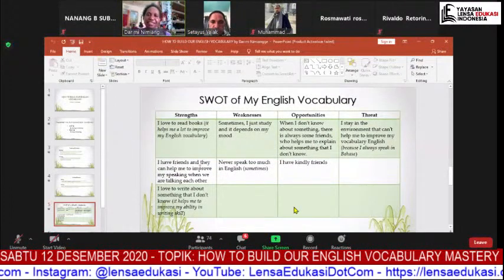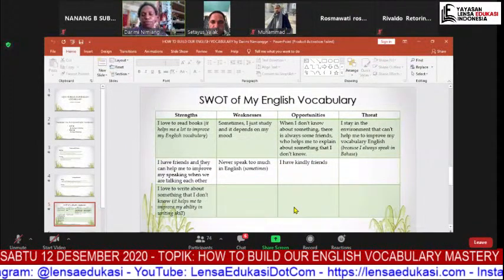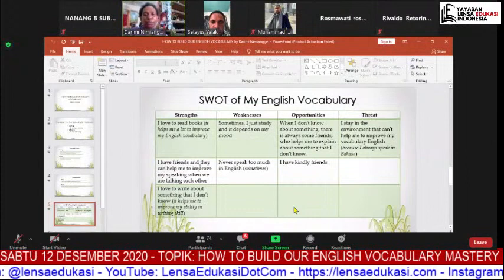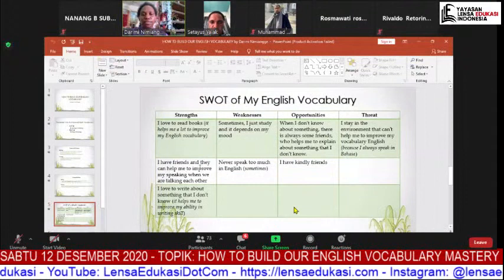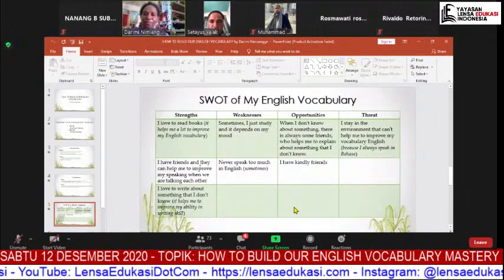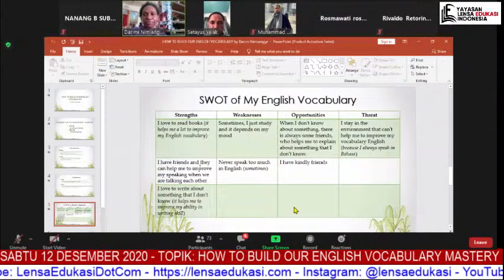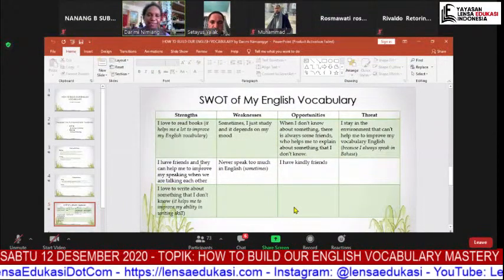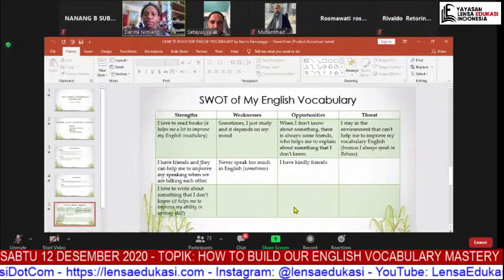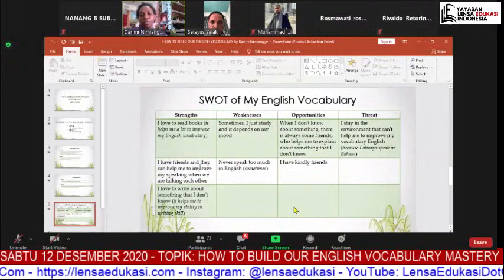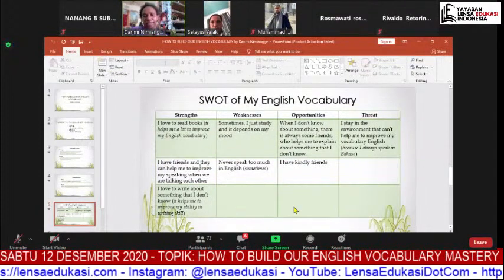And strength point two is I have friends who can help me improve my speaking when we are talking to each other. The weakness is that I sometimes never speak much English. The opportunity is that I have kind friends. There are no threats. And strength point three is I love to write about something that I don't know, because it helps me improve my writing skill.